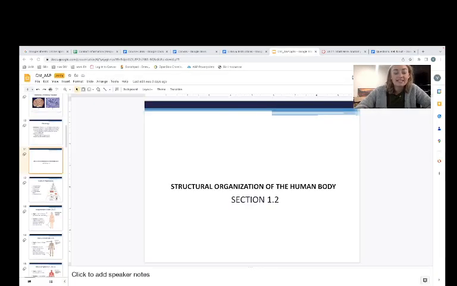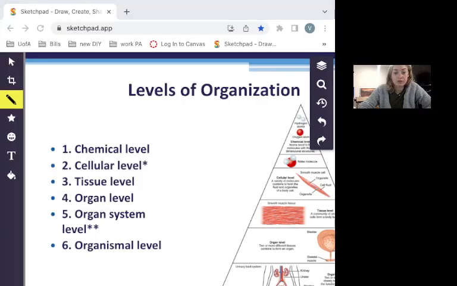Today we're going to take a deeper dive into the structural organization of the human body. We're going to be giving specific examples of each level of organization so that it can better prepare you for the upcoming modules. For this lesson, I would recommend reviewing this level of organization page so you can better get acquainted to the levels of organization that we're about to be talking about.